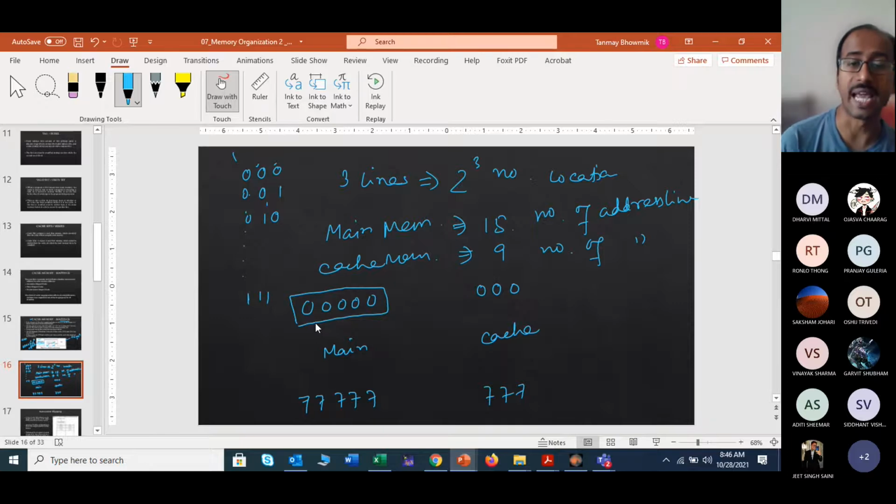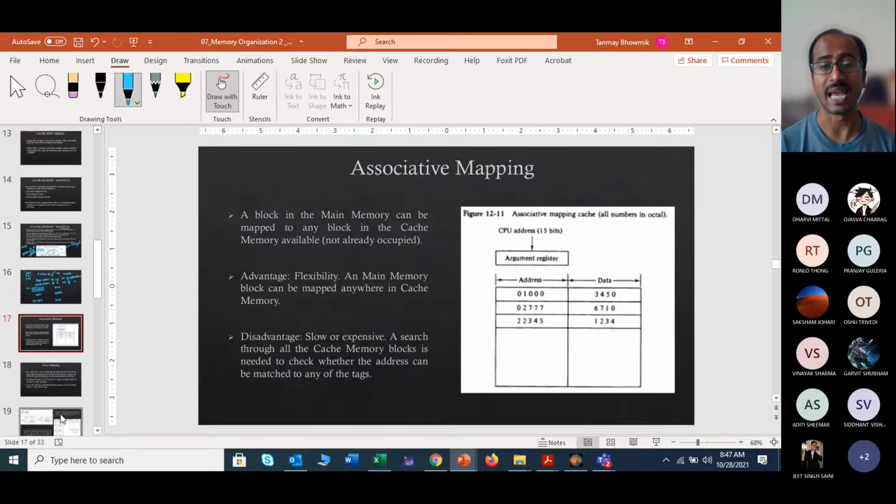Okay, so those tags will be mapped with the cache and the index will remain the same. That is our basic task. So now when you check these mapping techniques, gradually you will see all of these concepts. The first mapping technique is associative mapping.